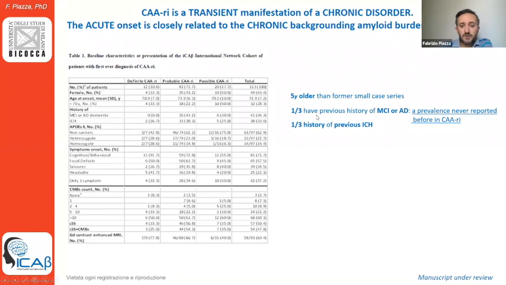And 1/3 of our patients also have a previous history of mild cognitive impairment or Alzheimer's disease, which is a prevalence never reported before in CAA-ri. And 1/3 have a history of previous ICH, which is, I would say, a strong marker for CAA pathology and disease severity. We also confirmed the high prevalence of ApoE-epsilon-4, which is also in line with the data that I showed you for ARIA in clinical trials and for the population of Alzheimer's disease.